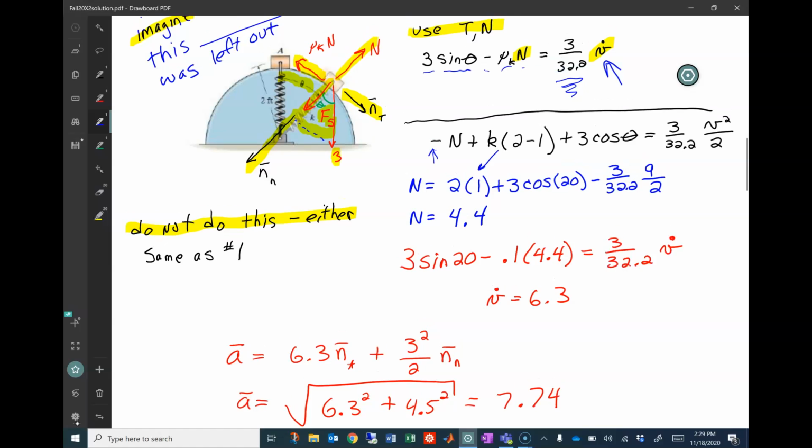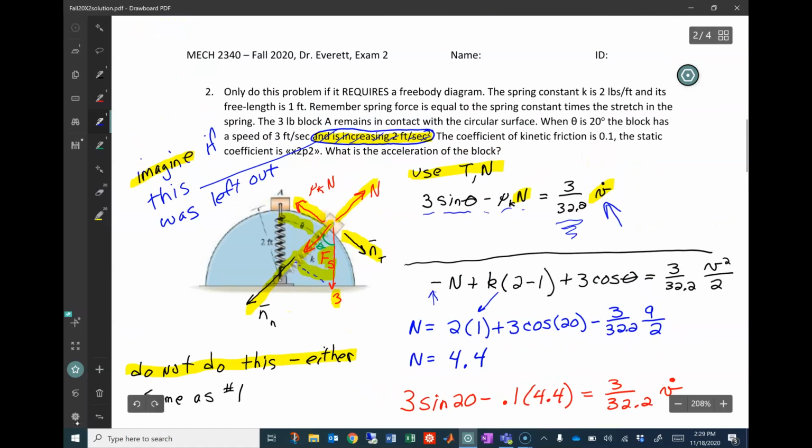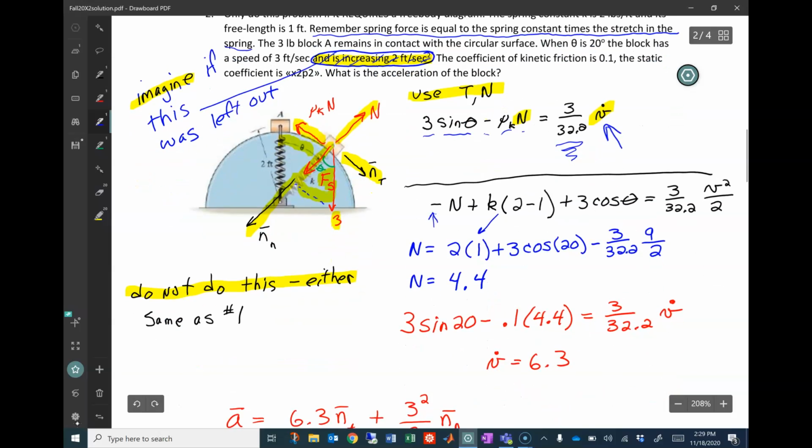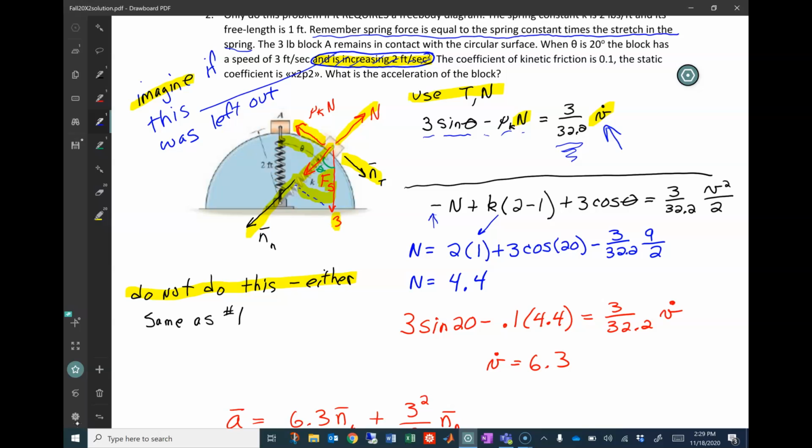Then you have the spring force, and there's the spring force. Remember, a spring force is equal to the spring constant, which is 2, times the stretch in the spring. It's actually the deformation. So the spring is 2 feet long. The free length is 1 foot. So the stretch is 2 minus 1, or 1, times k. So that's 2 times 1 is the spring force.